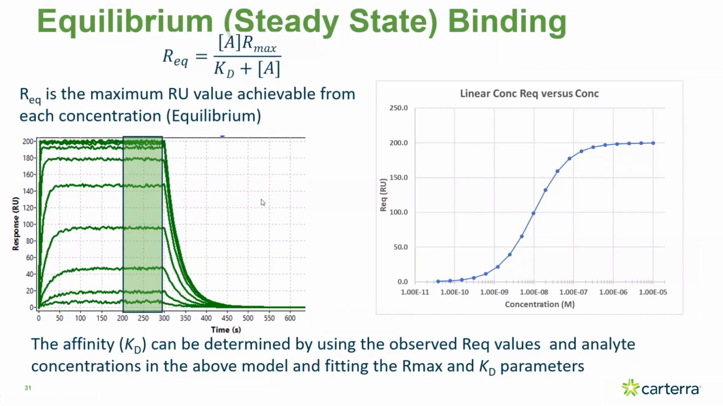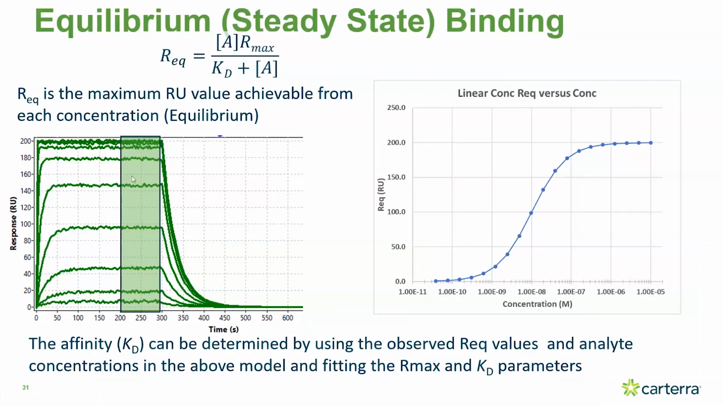So the affinity of an interaction can actually be determined at equilibrium or steady state. So if you have an interaction that comes to equilibrium rapidly, like in this example here, you can see all of these concentrations are essentially steady state. You can collect what we call a report point, a value in the steady state form, and then fit it to an isotherm using this equation and determine the KD of an interaction. The LSA software has a module for doing this.